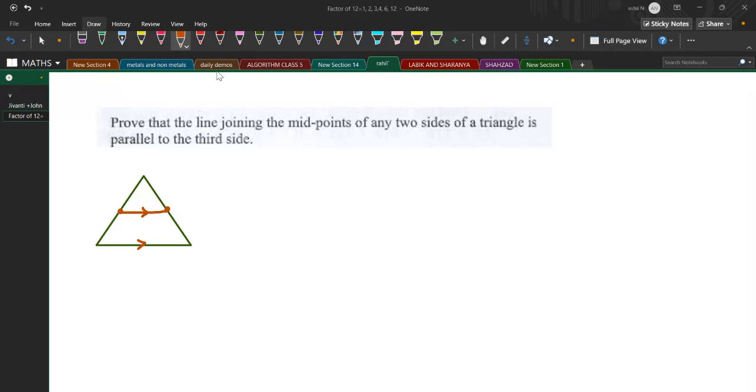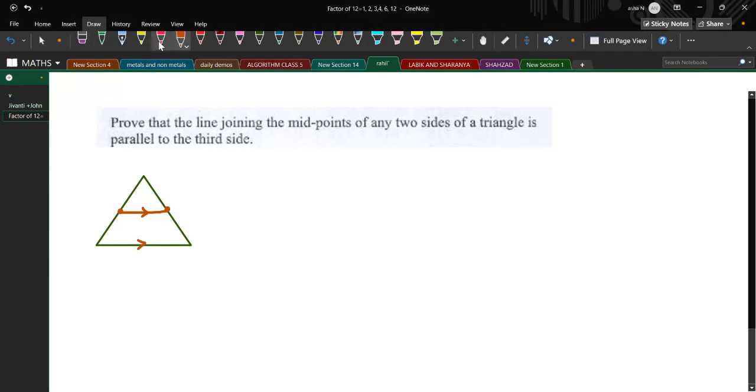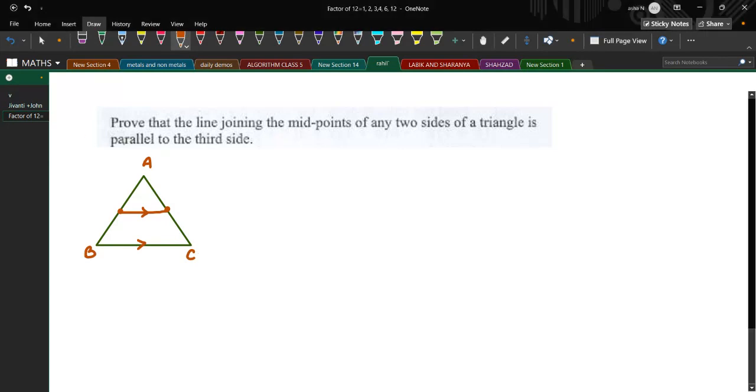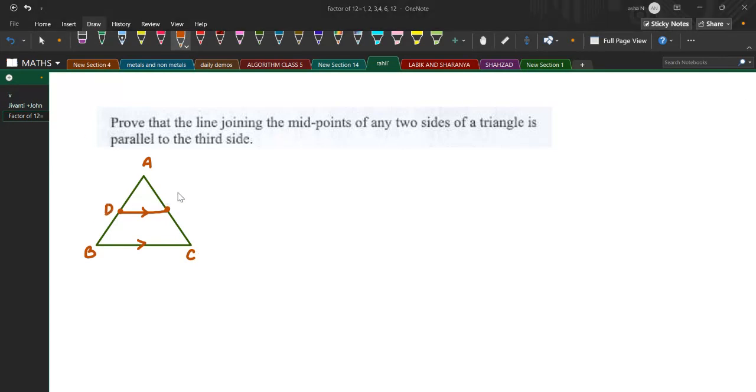First, we will draw the diagram that we have done. Okay. Then what we will do? We will name the triangle. That is the next thing. Let us name it as ABC, the most famous name. A, B, C. Okay. Then the points also, D and E.